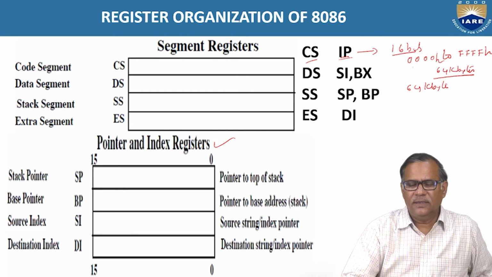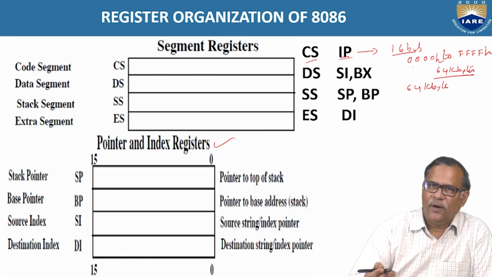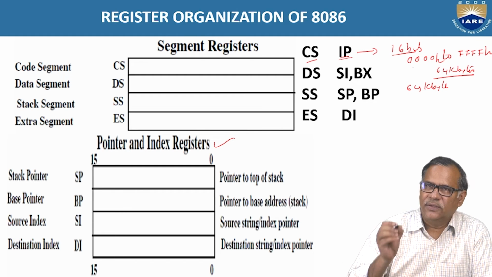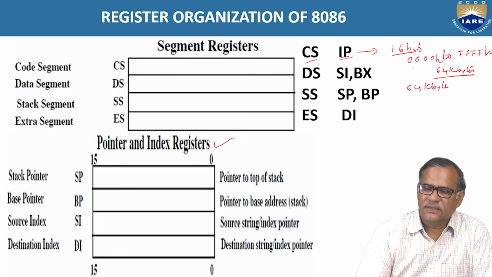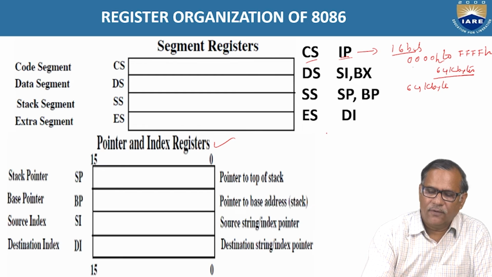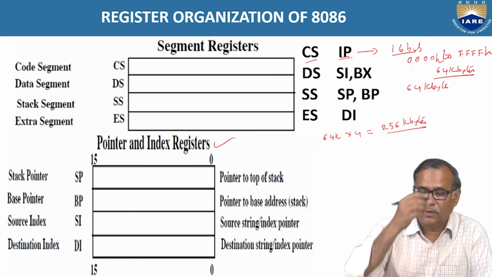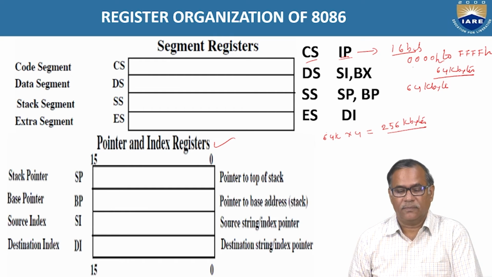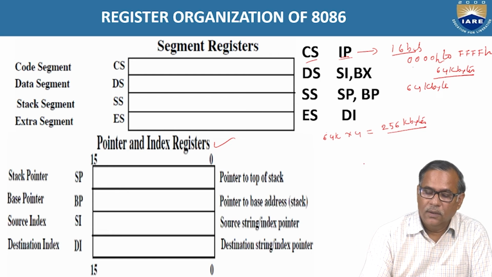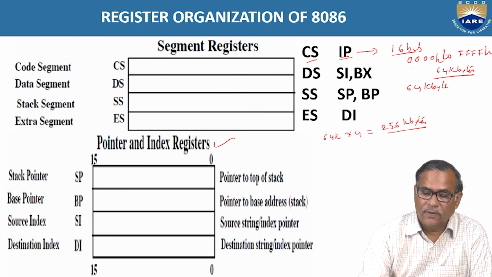Okay, so all these segments, because they have offset registers of 16 bits, each segment can be of 64 kilobytes. So there are 4 segment registers. So 64 kilobytes into 4, so you can have a total of 256 kilobytes. Okay. So the 1 megabyte of memory, we have total 1 megabyte of memory.